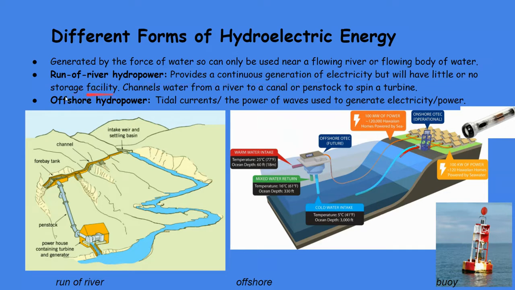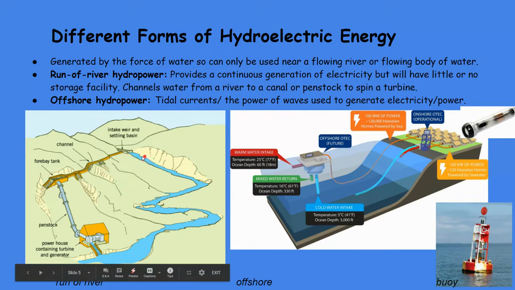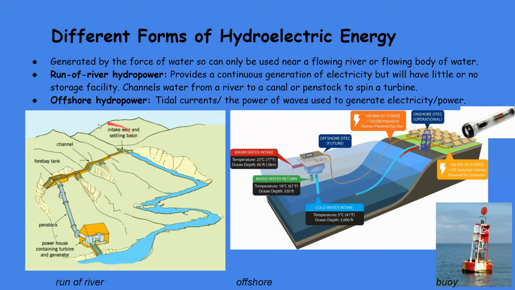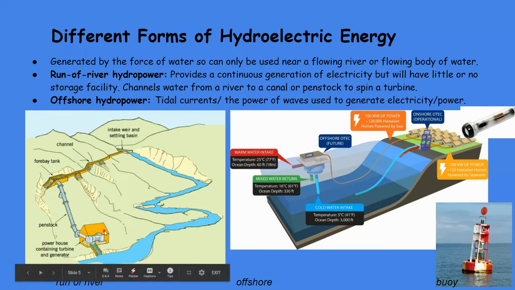That storage facility, like the original one, would be there if this water was completely blocked. Then you would have a large pool, a large reservoir of water behind that wall. But here, if we're only siphoning off a portion of the water, you don't need that storage facility. And here it says it channels the water from a river to a canal or a penstock to spin a turbine. So over here, another turbine, another generator.